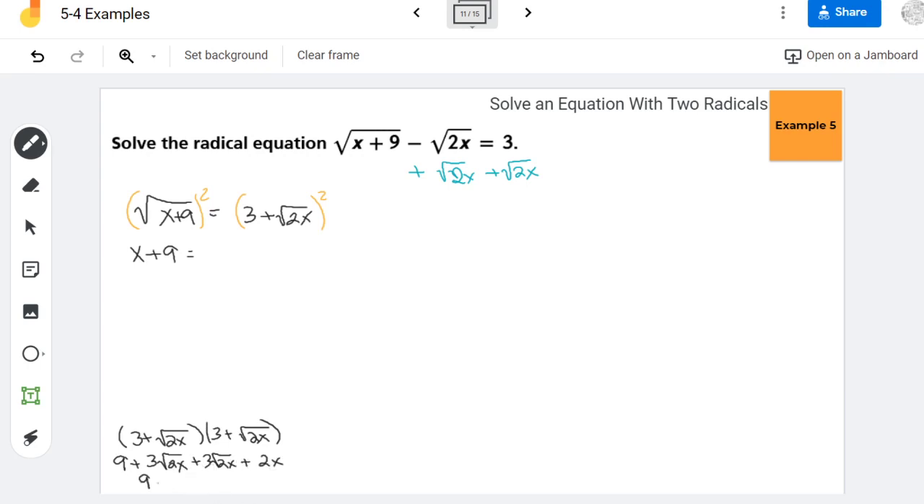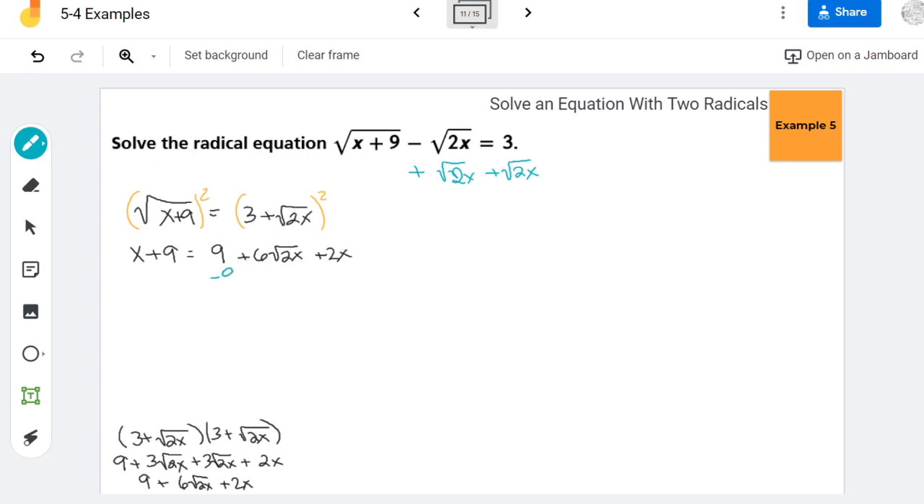And you could still combine those middle terms into 6 root 2x, but that right-hand side looks a little uglier. And it's okay that it's a little uglier. We don't judge it for its ugliness. But what we've done is we've taken the equation from having two radicals down to having one radical. And we know how to deal with one radical. You isolate it and then square to get rid of it. So that's my next goal, is to get rid of all this tchotchke that's around the radical so that I could square and remove it, okay?